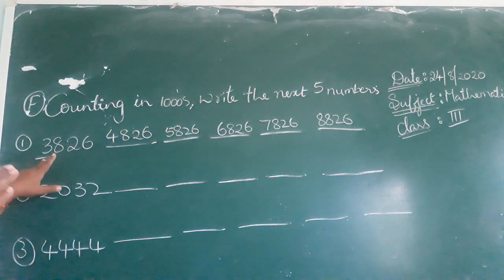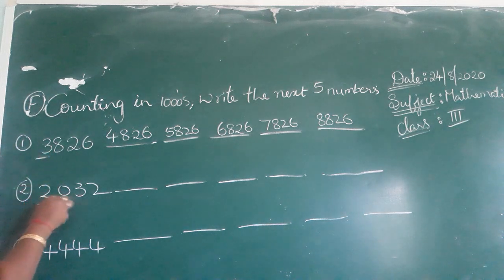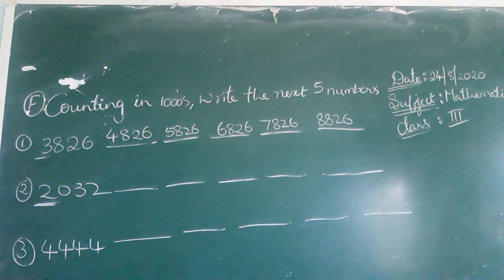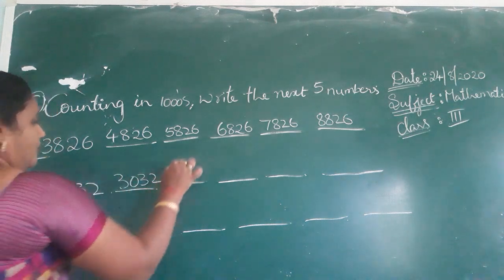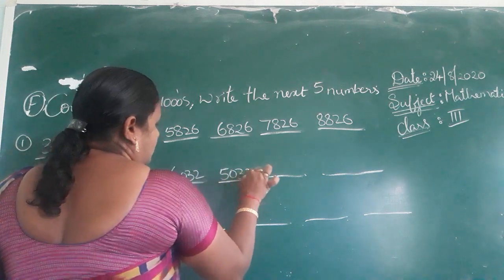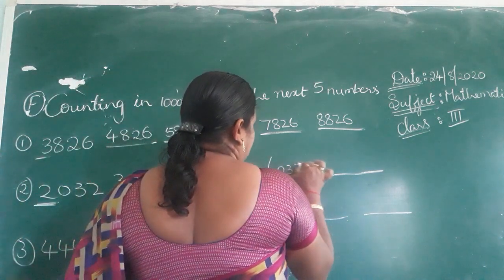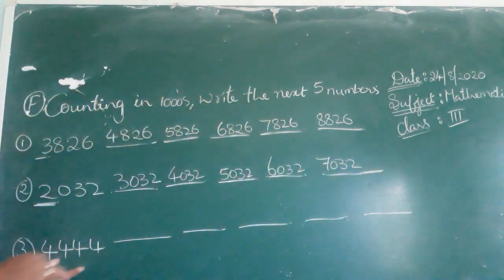Same as in tens and hundreds, here also. So now what is the digit at the thousands place? 2000, after that 3032, 4032, 5032, 6032, 7032.